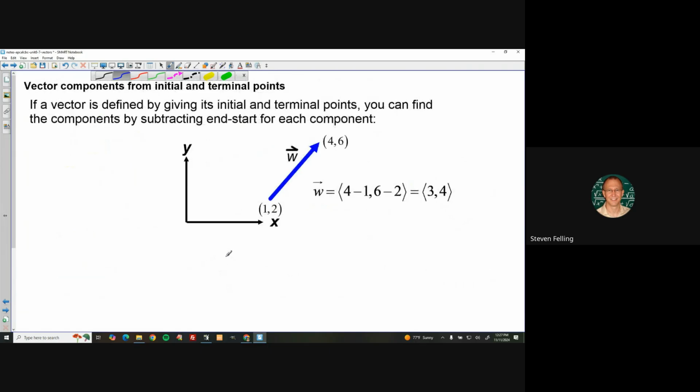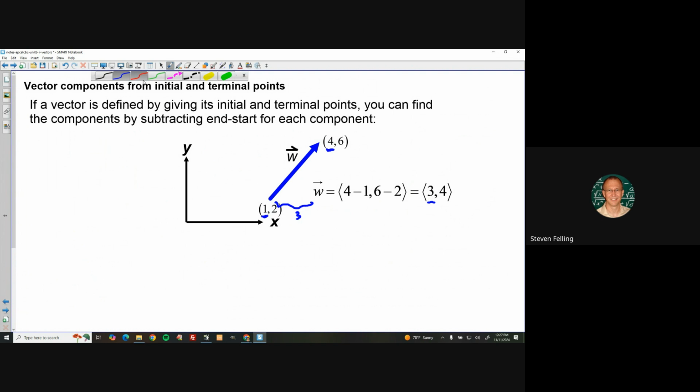They're the same. All right, so a couple of other key things. A vector is defined by giving its initial and terminal points. You can find the components by subtracting, like I said. If you wanted to define vector w as the vector from the point 1, 2 to 4, 6, then you can find its x component by taking the ending x minus the starting x, 4 minus 1, to get that we moved 3 in this direction.